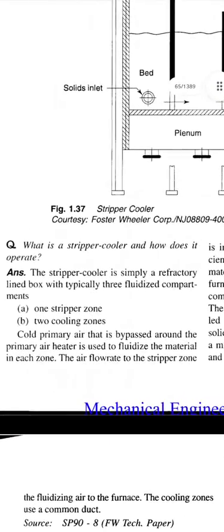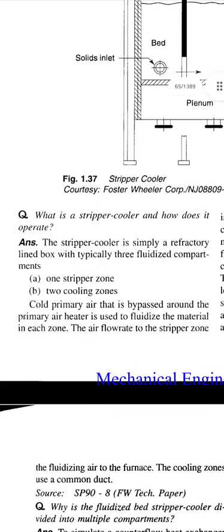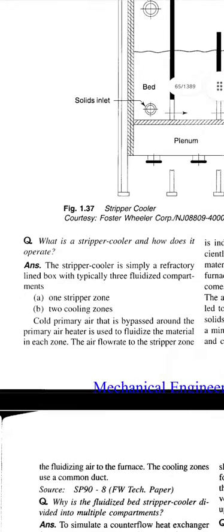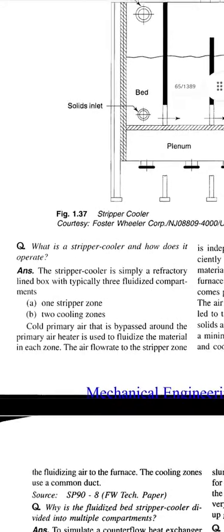The next question: what is the stripper cooler and how does it operate? The stripper cooler is simply a refractory lined box with typically three fluidized compartments, as we see in the diagram. One stripper zone, two cooling zones. Cold primary air that is bypassed around the primary air heater is used to fluidize the material in each zone.